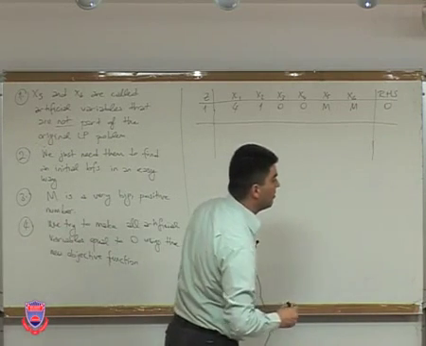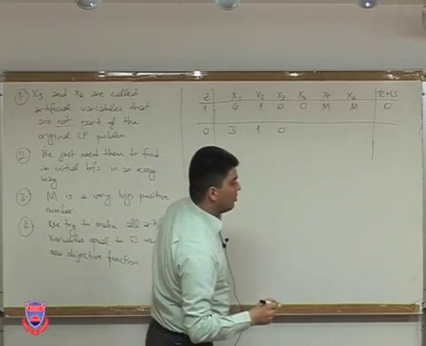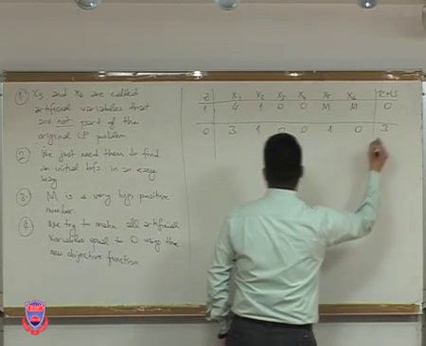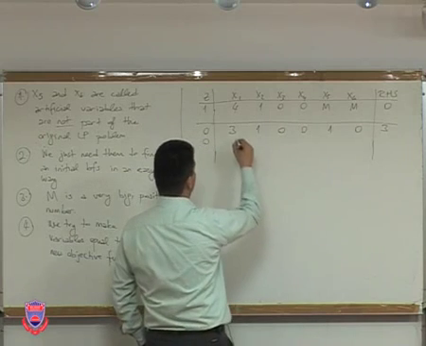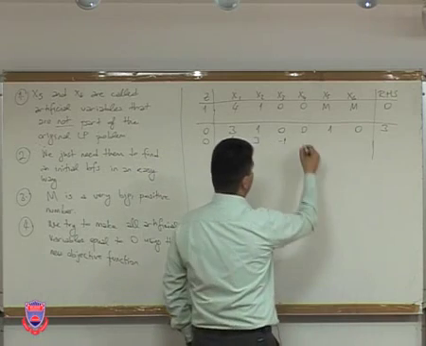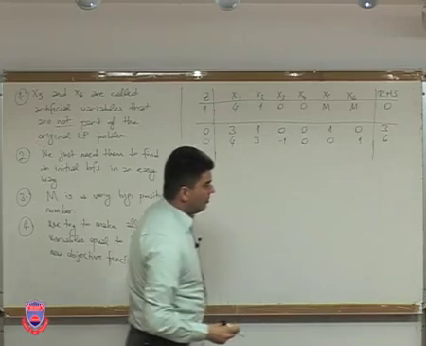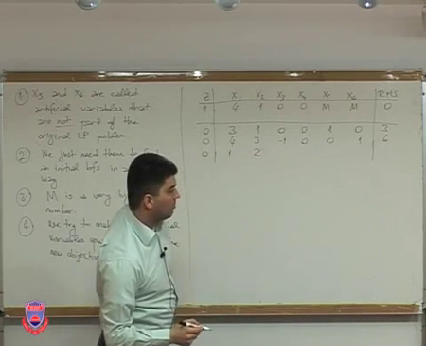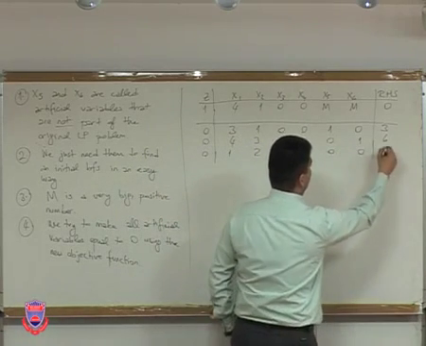So row 1 will be given by 3, 1, 0. There's no x4, so 0, 1, 0, and the right-hand side value is 3. Then row 2 will be given by 0, 4, 3, minus 1. Then I have 0, 0, 1, and the right-hand side value is 6. And finally, row 3 will be given by 0, 1, 2, 0, 1, 0, 0. And the right-hand side value is 4.